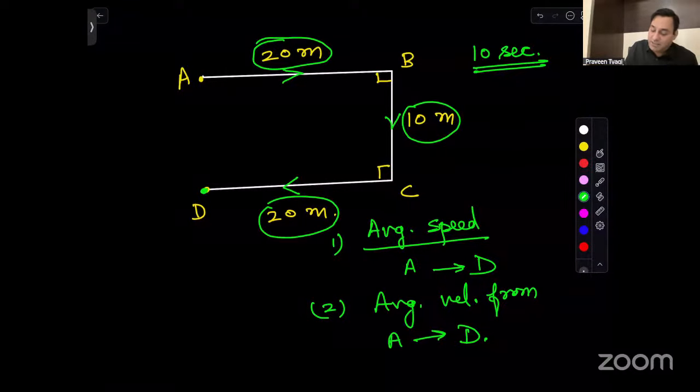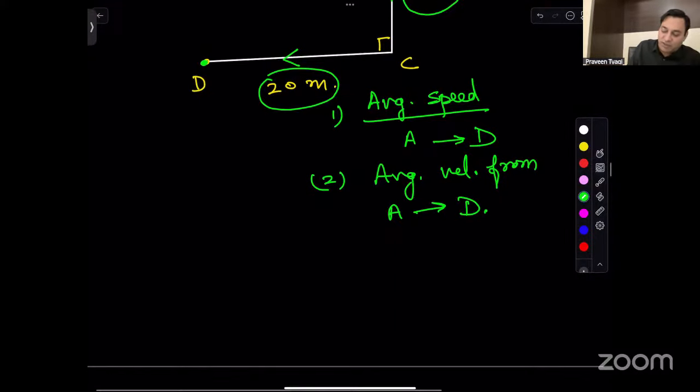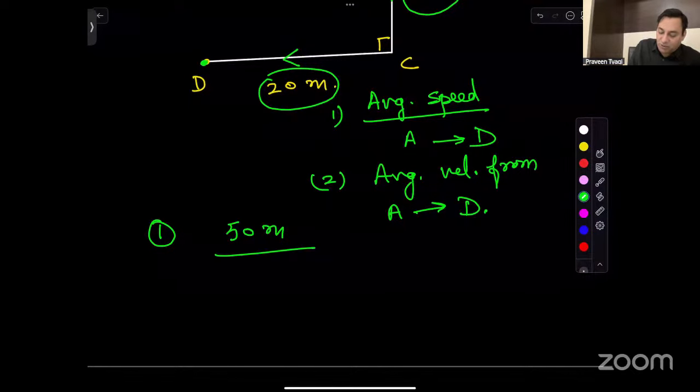Average speed is defined as total distance covered upon total time taken. So the answer to the first question is average speed will be equal to total distance, which is 50 meters, divided by total time taken, which is 10 seconds. So the average speed was 5 meter per second. Many of you have already answered this.